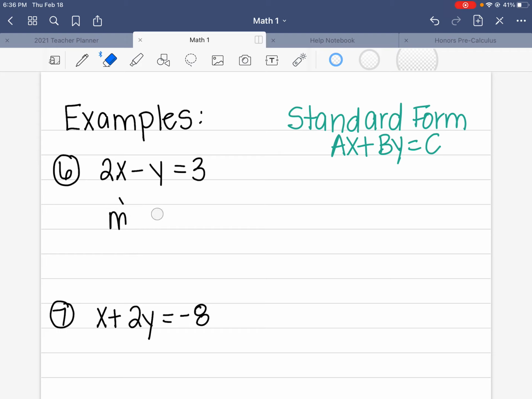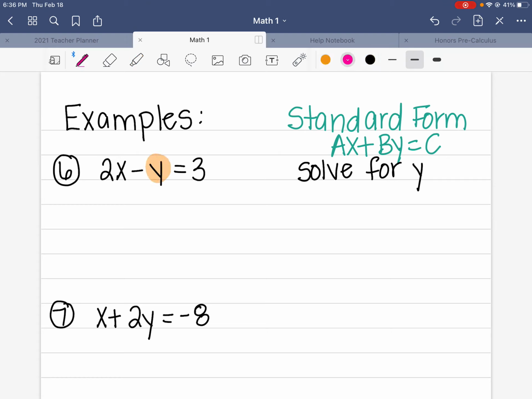So what you're going to have to do is solve for y. And you need to get in the habit of doing this. You're going to be doing this in all of your math classes. So you need to solve for y. So I want to get my y value by itself, okay?